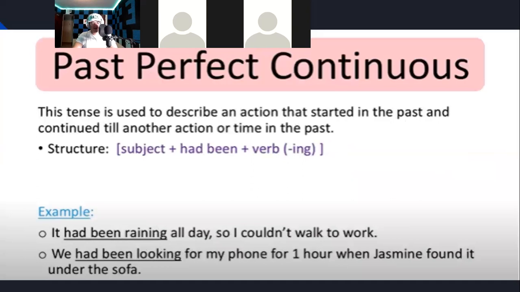Then we have the last of the past tenses, past perfect continuous. Perfect continuous is a combination of perfect and continuous. Right? This tense is used to describe an action that started in the past and continued till another action or time in the past.